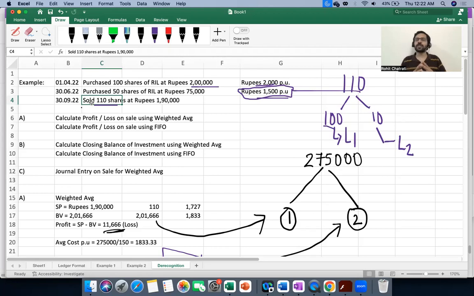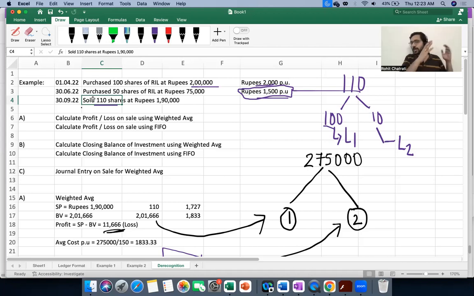But under FIFO method, if you have sold only 20 shares, then those 20 shares are entirely coming from lot 1. Lot 1's average price was 2000 per unit. Therefore, your cost of investment sold will be 20 shares multiplied by 2000 rupees, which is equal to 40,000 rupees.